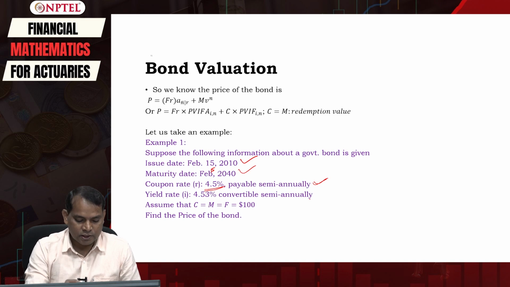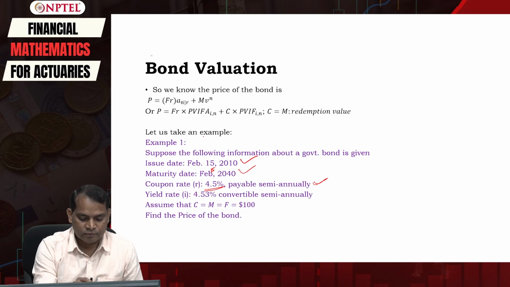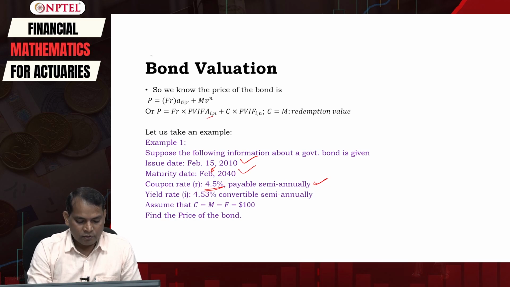So we will again compute. For our example here, we will divide this by 2 to use this i. And now we are also assuming that the redemption value is equal to the face value, which is given as $100. So find the price of the bond. Very simple. So we can directly use the formula to get the answer here.